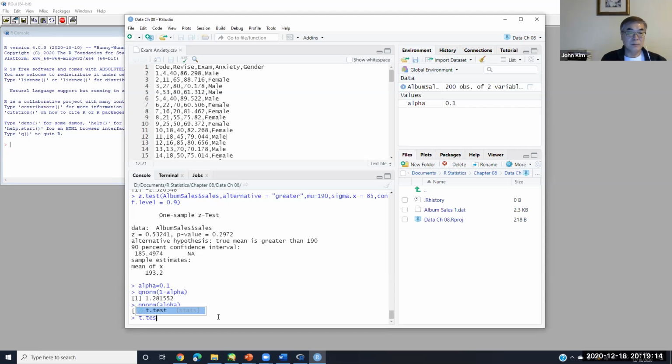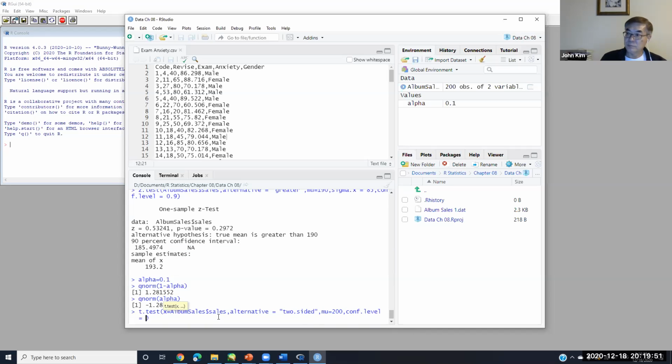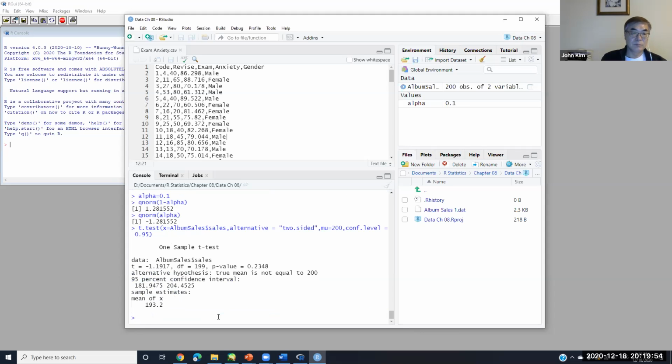So type in t.test, x equals, and so on. And then the output.